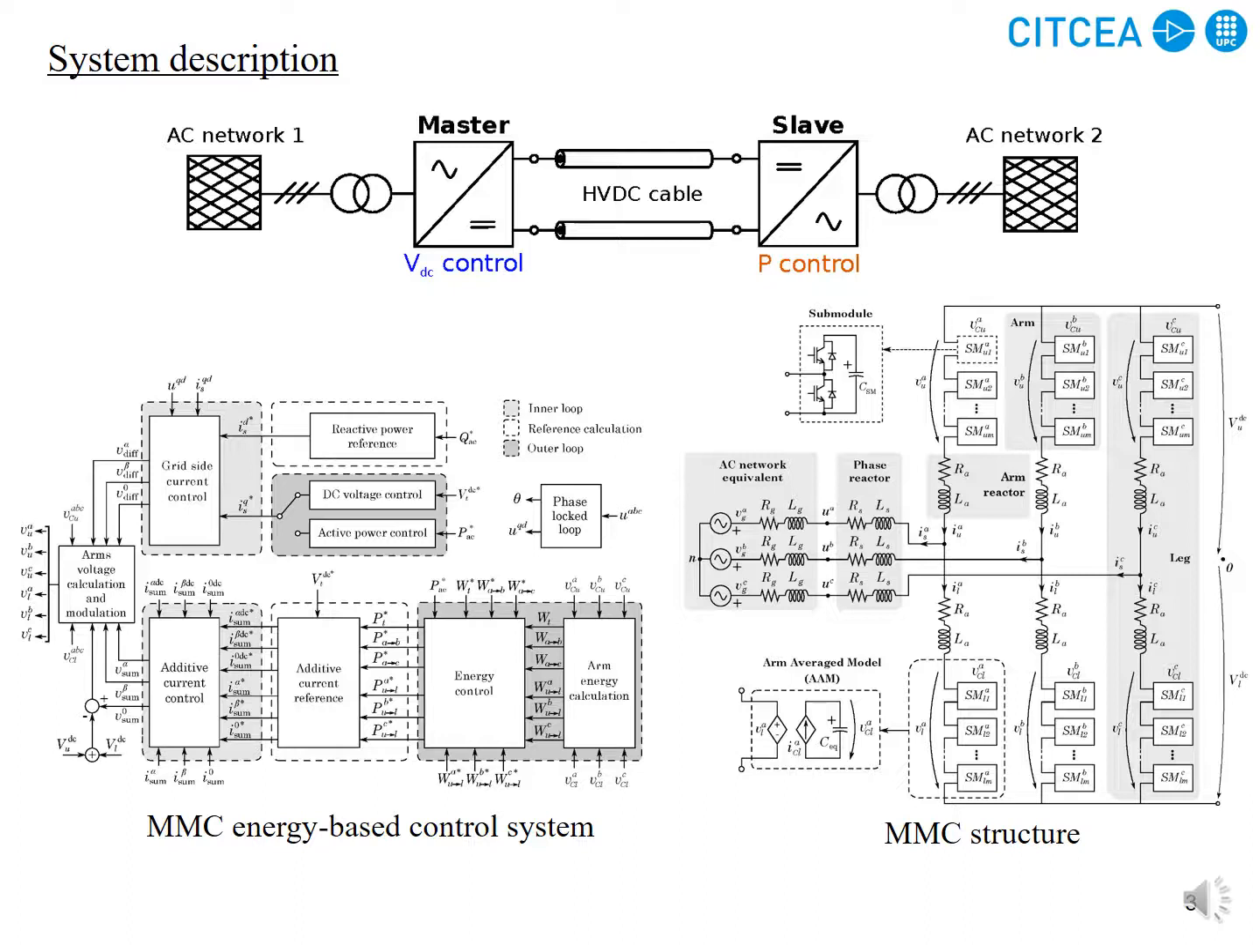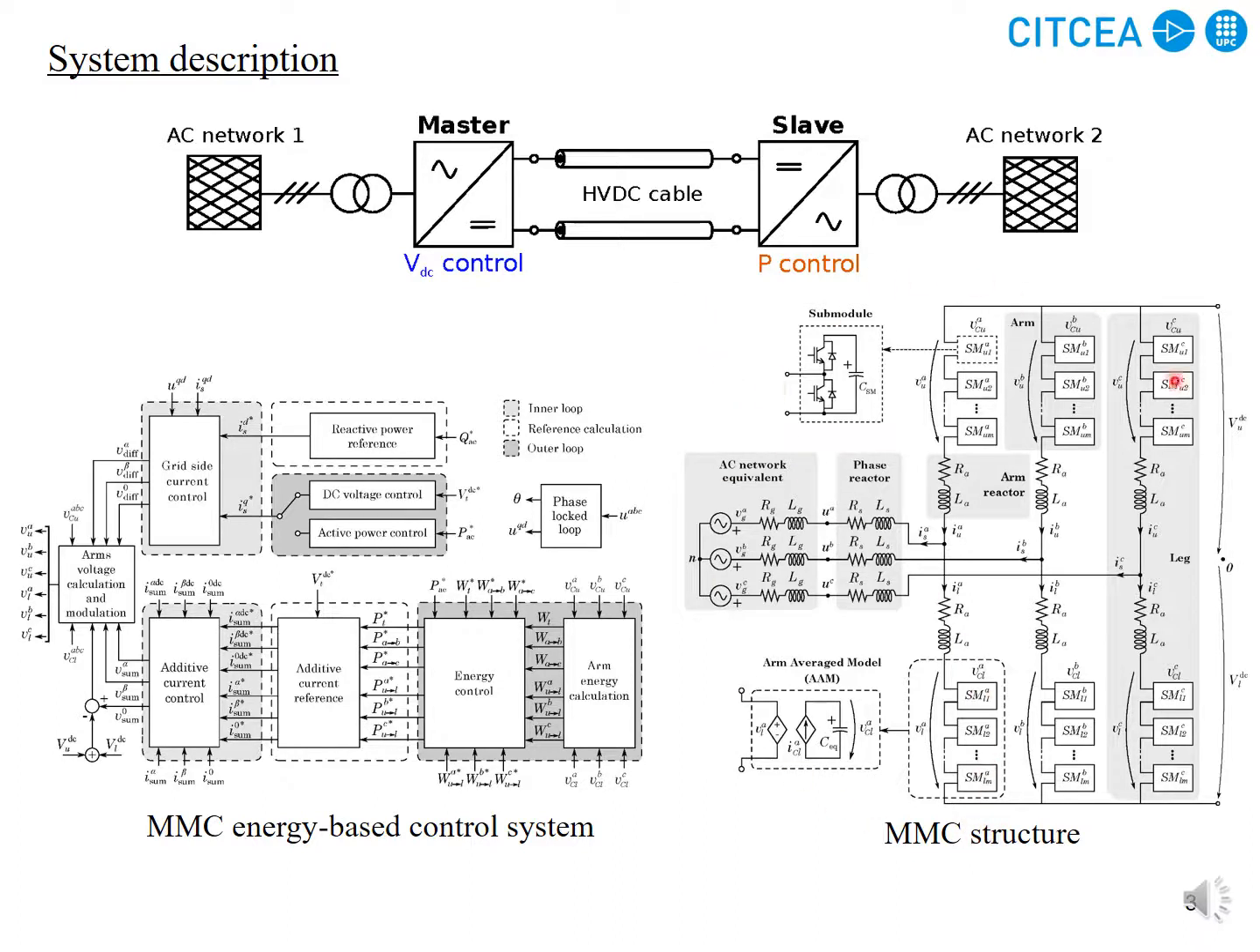The system under investigation is an HVDC link with a master and a slave converter at both ends. The master converter is working in the DC voltage control mode, and the slave MMC is operating under active power control mode. These two MMCs are connected with an HVDC cable.